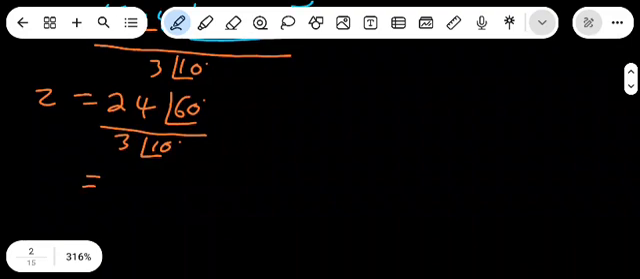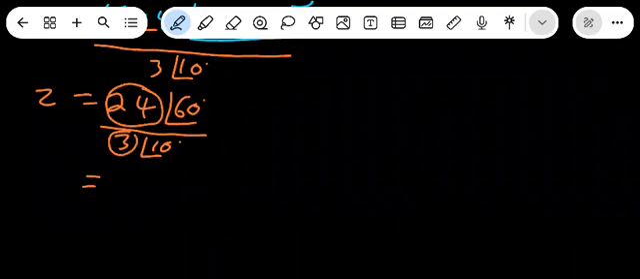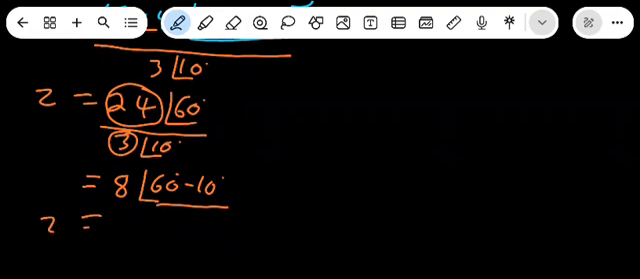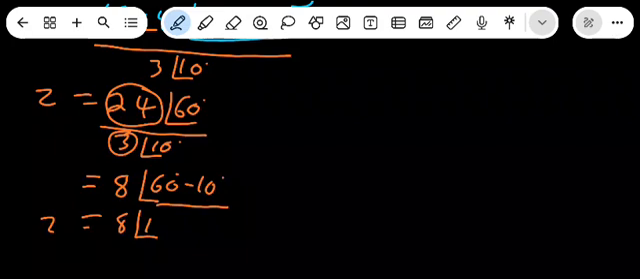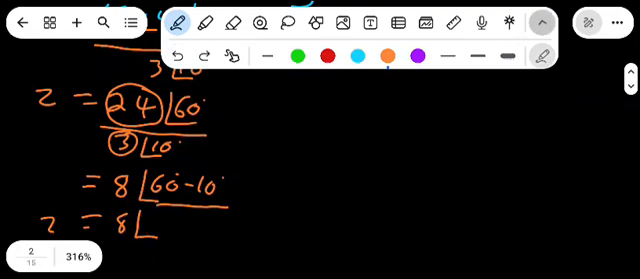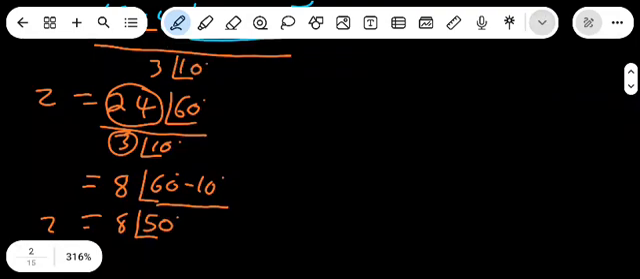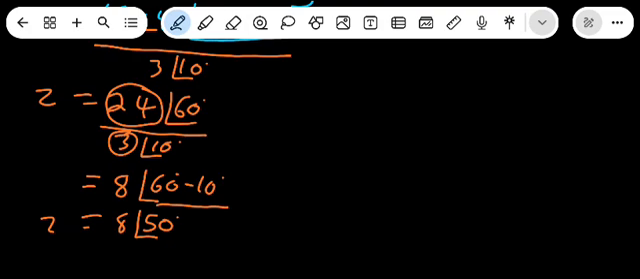So for the answer, we have to divide these two. 24 divided by 3 gives 8. Then for the angles we subtract, 60 minus 10, according to the rules of De Moivre's theorem. So this will be 8 at an angle of 50 degrees.